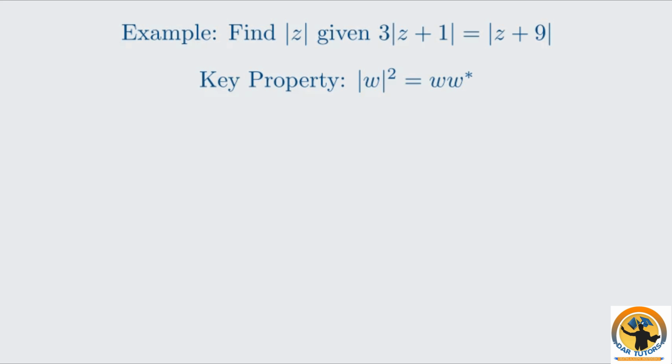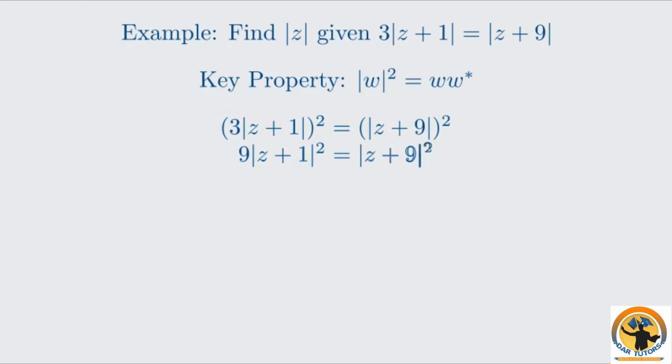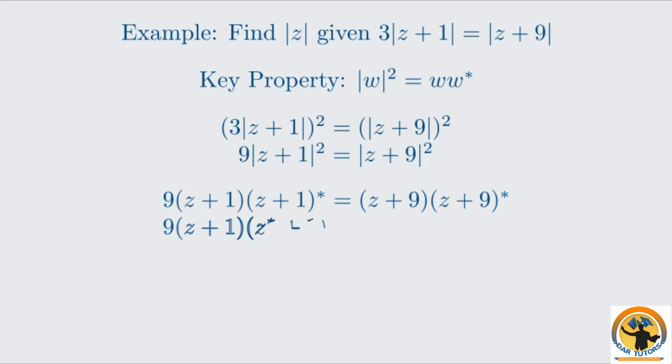First, let's square both sides of the given equation to get rid of the modulus signs. Squaring both sides gives us 9 times the modulus of z plus 1 squared equals the modulus of z plus 9 squared. Now we apply our key property to both sides. This gives us 9 times the quantity z plus 1 times its conjugate, which is z star plus 1, equals the quantity z plus 9 times its conjugate, z star plus 9.